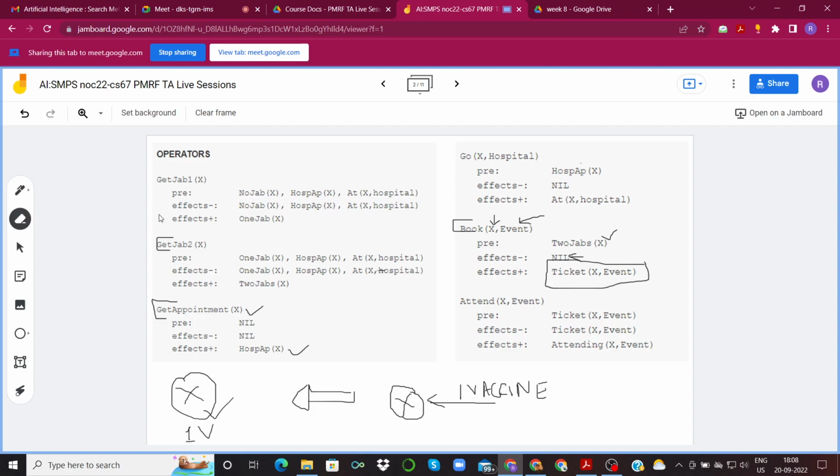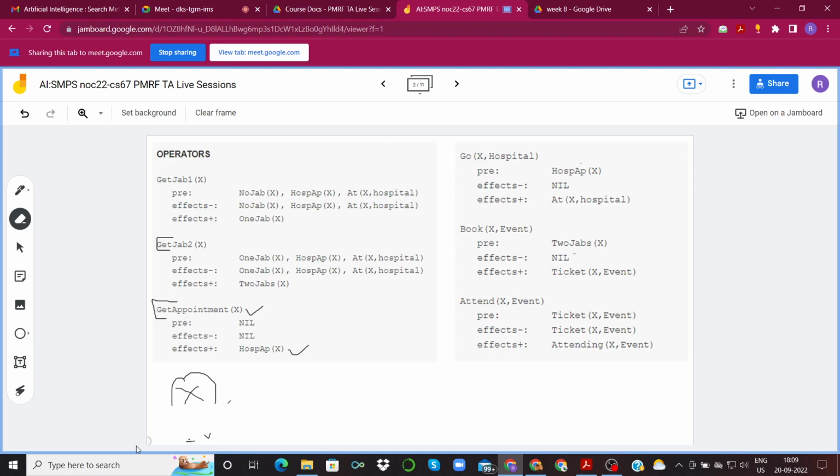And the last operator that we are going to use would be the attend operator, which basically means that the person X is attending a certain event. The precondition is that the person must have a ticket to that event. The positive effect is that the person would be attending that event, and the negative effect is that a ticket would no longer be needed once he has already started attending the event. So are the operators clear, everyone?